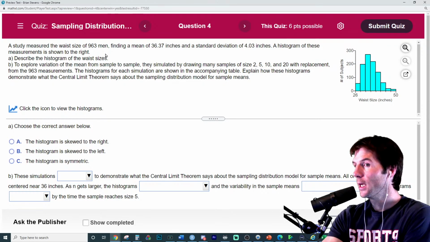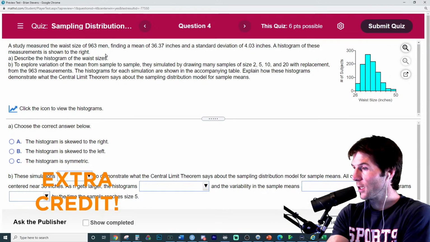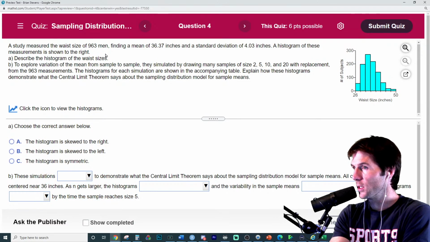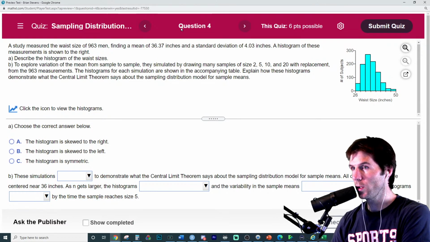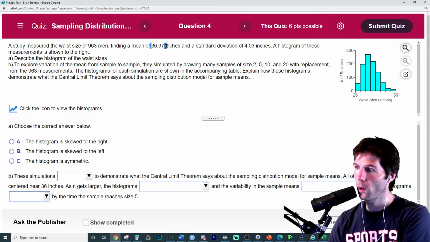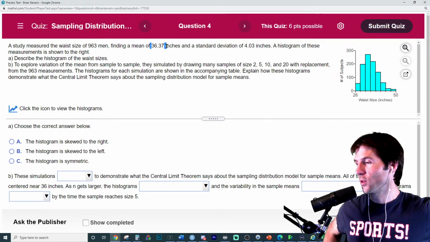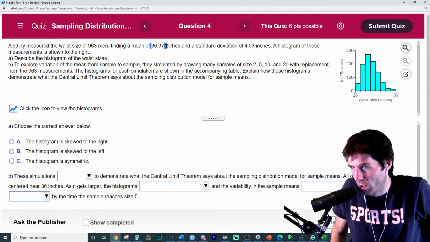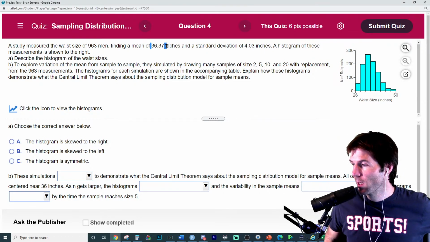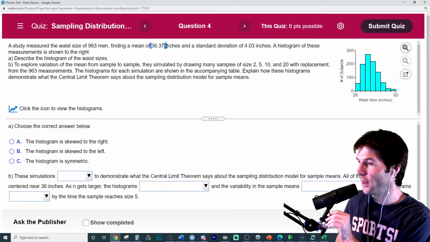Some 50 points in the chat. So a study measured the waist size of 963 men, find a mean of 36.37 inches and a standard deviation of 4.07. So what is 36.37? If this is going to be for all the men they talked to, so this is every single person they talked to in the population. So it's not all men of everything, but they're going to talk about samples being taken from this. This would be what, since it's all men that they talked to?